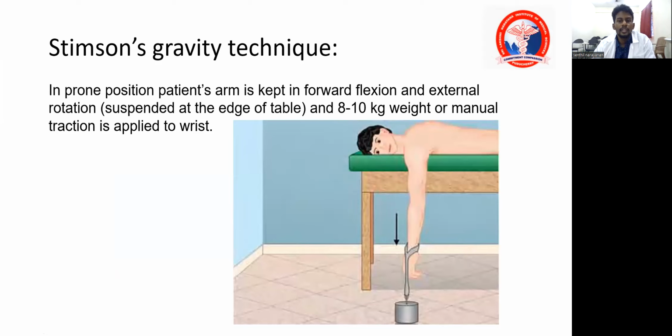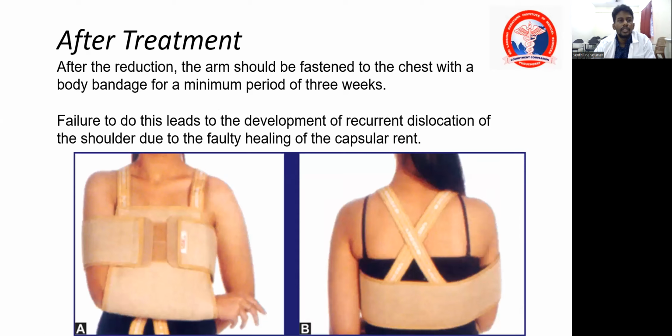Once it is done, the shoulder reduces, and this is known as Stimson's gravity technique. After treatment, after the reduction, the arm should be fastened to the chest with a body bandage for a minimum period of 3 weeks. Failure to do this leads to recurrent dislocation of the shoulder due to the faulty healing of the capsular bed.